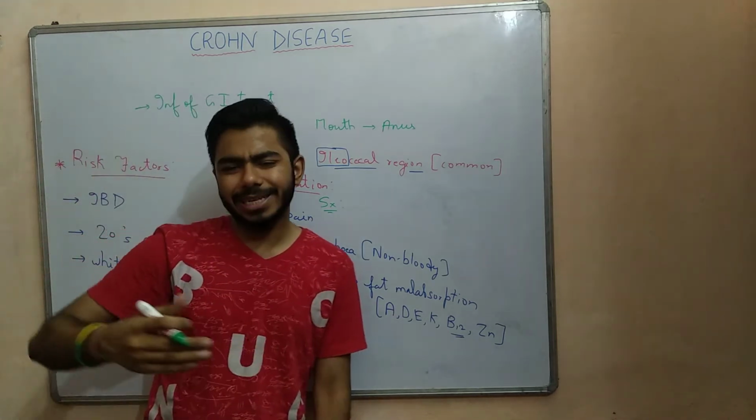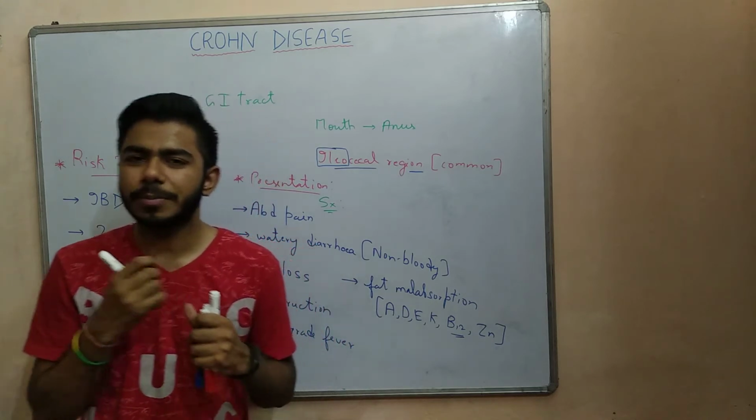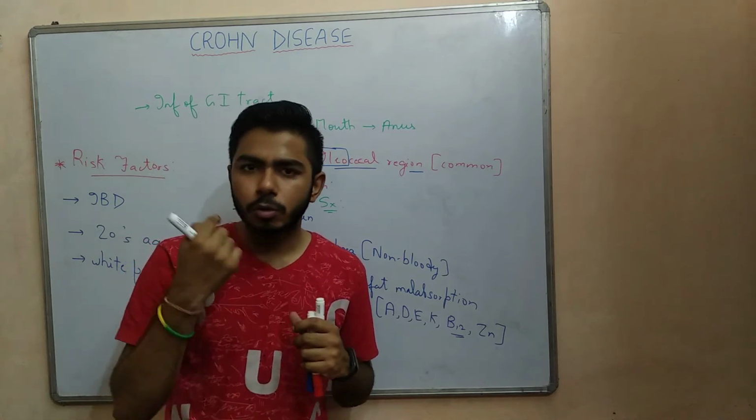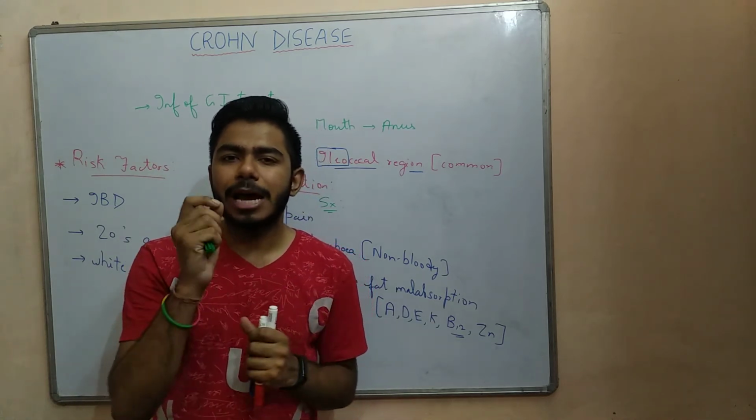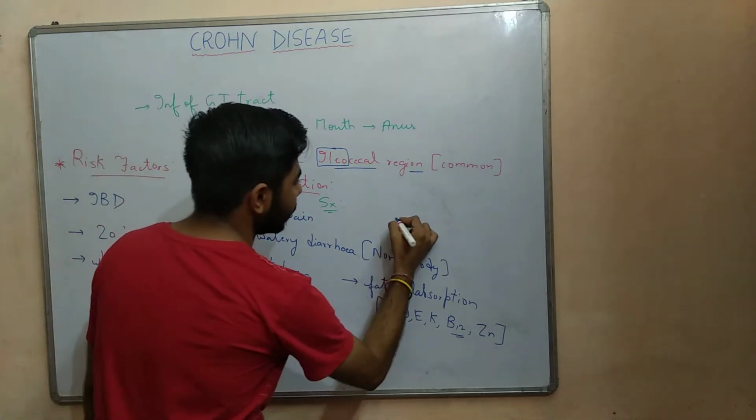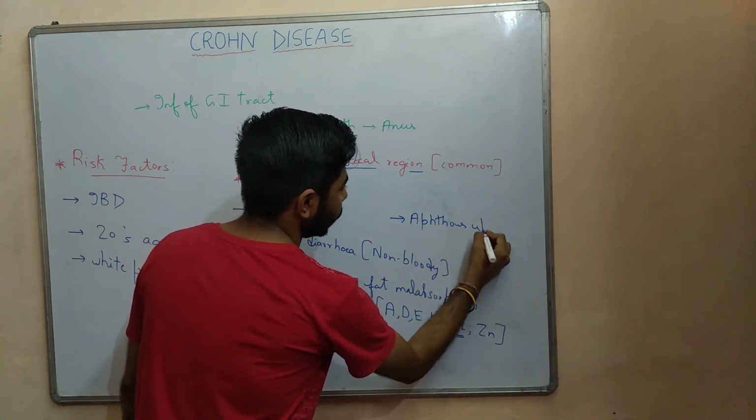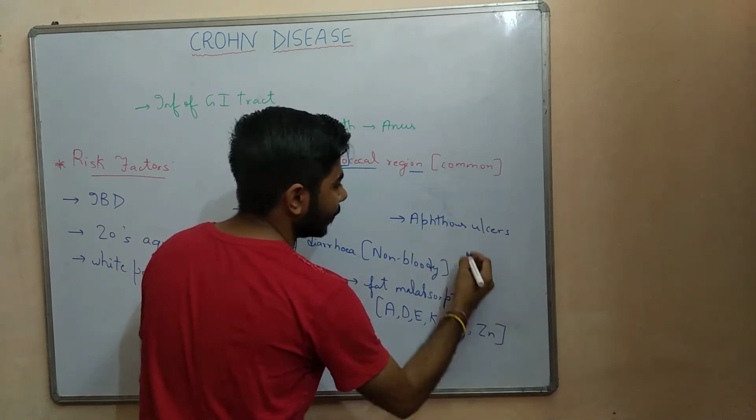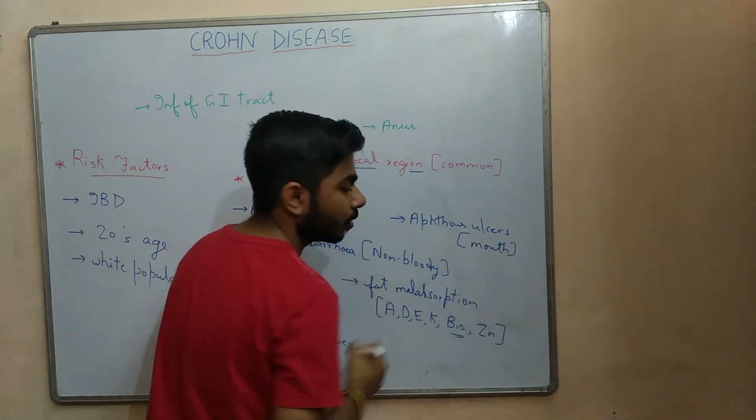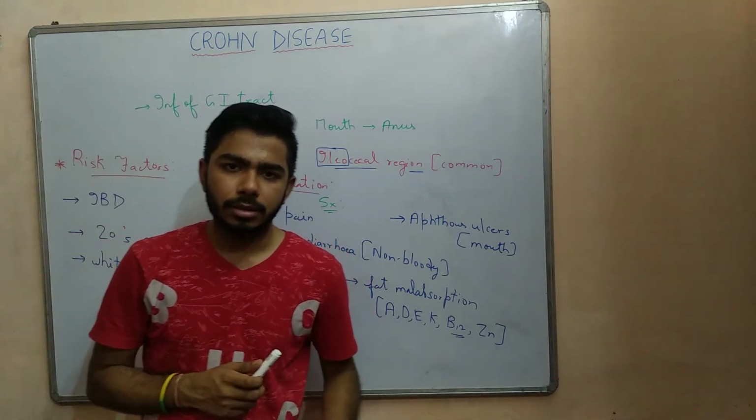Okay, what about extra intestinal manifestations? What about other manifestations? If we talk about oral manifestation, some kind of ulcers can be seen. So in the lip, in the mucosa of the oral cavity, there can be aphthous ulcers. Okay, so I am just simply writing here mouth. Some kind of aphthous ulcers can be seen in some patients.